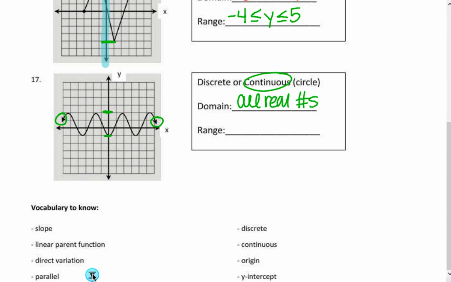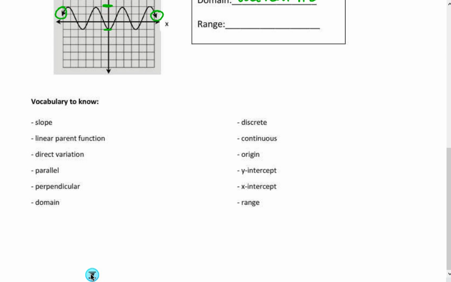Then you have some vocab down here at the bottom. Look through your notes. Use Google whenever you're looking for the definitions of these terms, or look through your notes. Try to make the most sense of these things, as you will see a matching vocabulary section on your test.